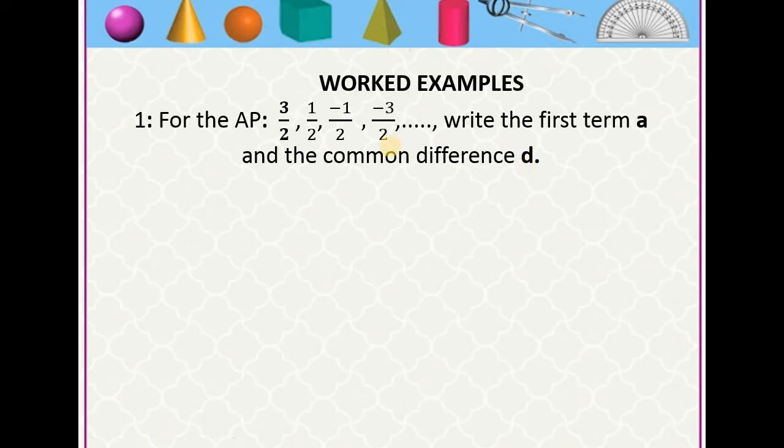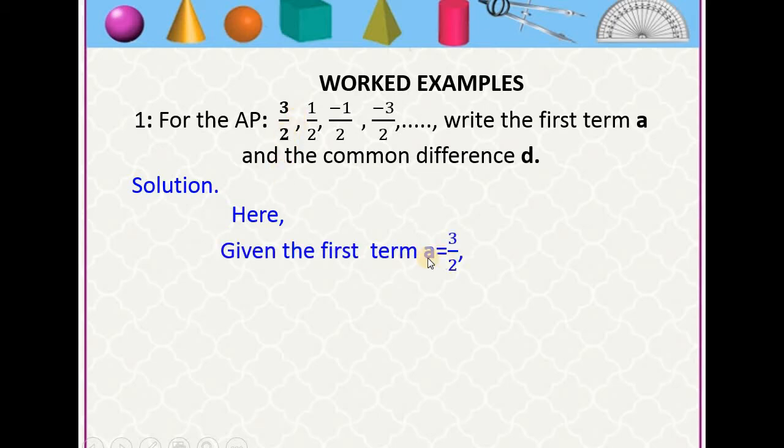Already we know that in this arithmetic progression the first number is called the first term. So the first number itself is called the first term. Therefore we can write the first term is 3 by 2. So here in this arithmetic progression the first term is 3 by 2.